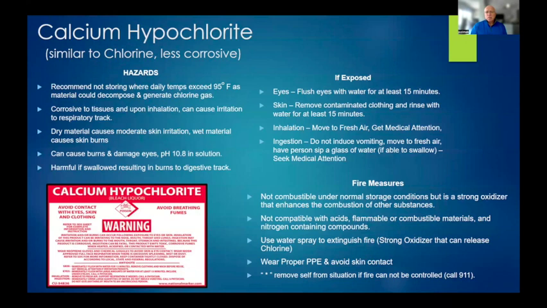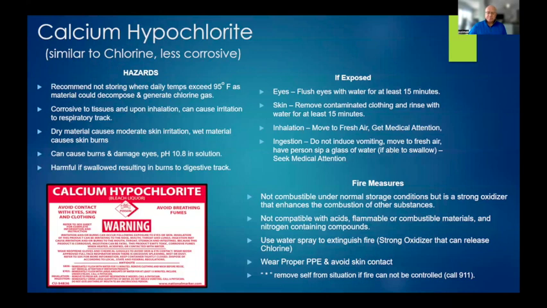Again, flush your eyes with water for at least 15 minutes, remove contaminated clothing, and rinse with water for 15 minutes. I've listed the firefighting measures here. It's not combustible under normal storage conditions, but is a strong oxidizer that does enhance the combustion of other substances. So if there is a fire, be aware that this is a catalyst. It'll just increase the strength and the intensity of the fire when dealing with those types of conditions.